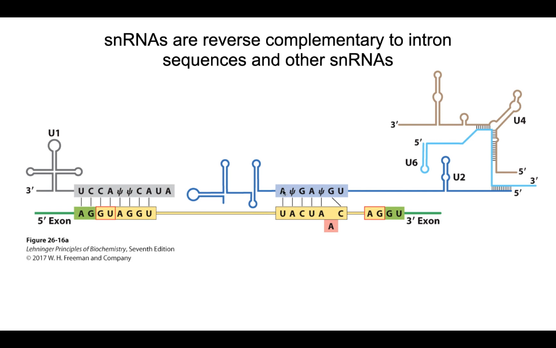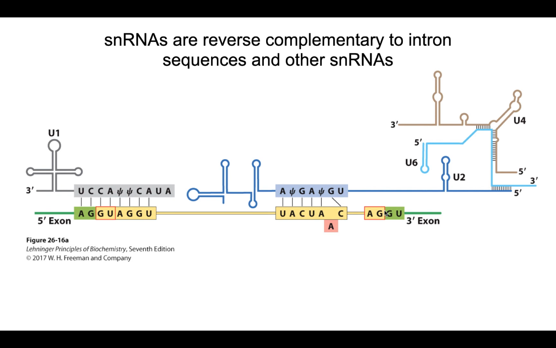And notice that the way in which the sequence binds to the sequence here in the intron, it forces that A to not bind. It forces it to sort of bubble out. And that's what's going to make it the nucleophile. And then, of course, this sequence is important. This AG here to GU is going to mark the beginning of the exon and the end of the intron.